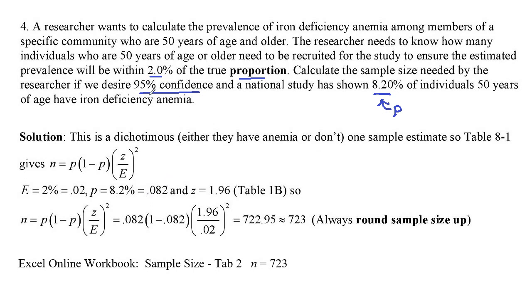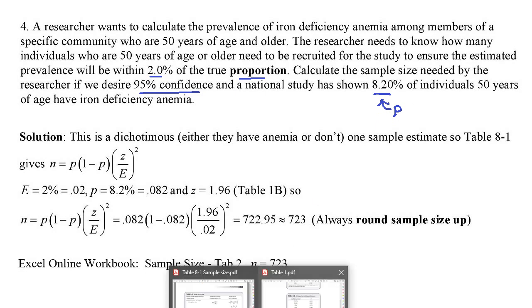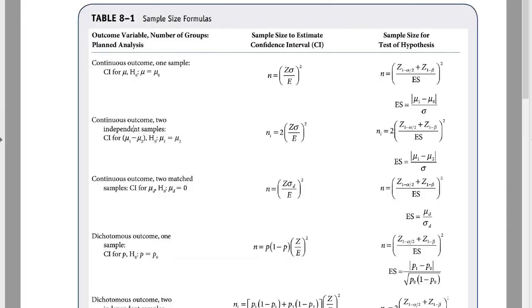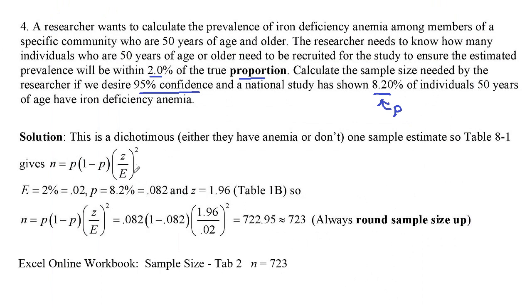And then we are doing a confidence interval because they tell us 95% confidence. So we need sample size for a confidence interval of proportion. If you look at table 8.1, you see continuous outcome, dichotomous outcome, one sample. Right there, p(1 minus p) times (Z over E) squared. That's where I got this formula. And the Z value that goes with 95% confidence from table 1B is 1.96.